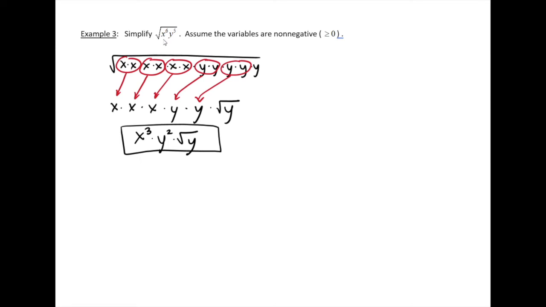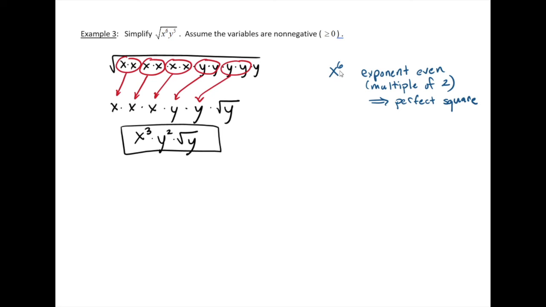Let's compare the square roots of x to the 6th and y to the 5th from the original expression. First, notice that x to the 6th power must be a perfect square, because there are no factors of x left inside the square root after we simplify. Y to the 5th power is not a perfect square because there is a factor of y left inside the square root. And the difference between these two is that x has an even exponent, it's a multiple of 2, and y has an odd exponent, it is not a multiple of 2.